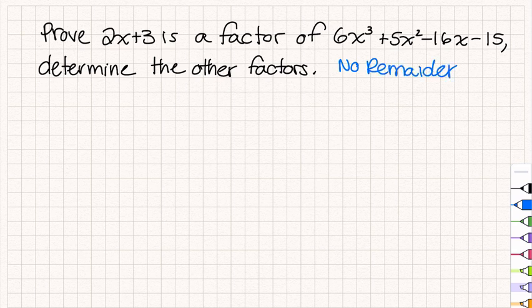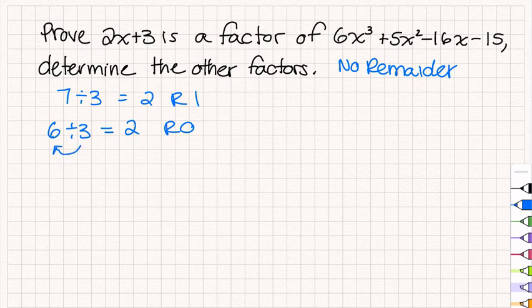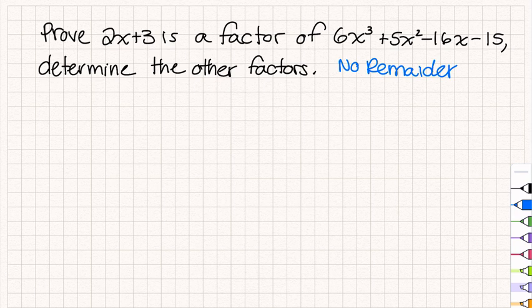So for example, if I divide 7 by 3, well, we get 2 and a remainder of 1. So it's not a factor. But if I were to divide 6 by 3, we get 2 and there's no remainder. So we would say that 3 is a factor of 6. So we're going to do the same thing here. We're going to check if there's a remainder when we divide 2x plus 3 into 6x cubed plus 5x squared minus 16x minus 15.